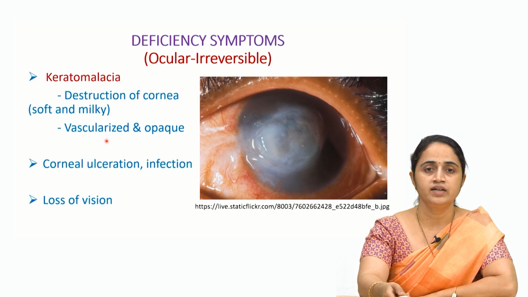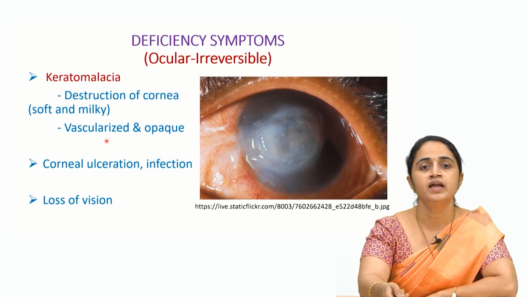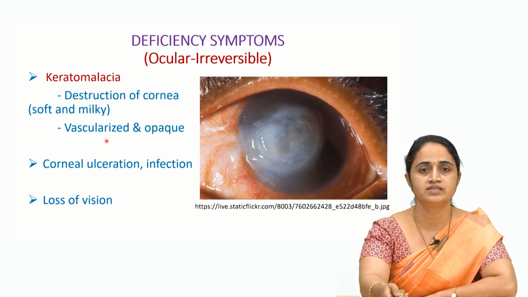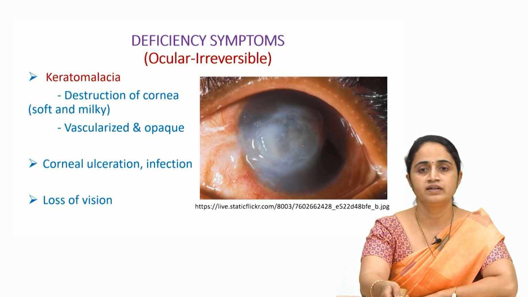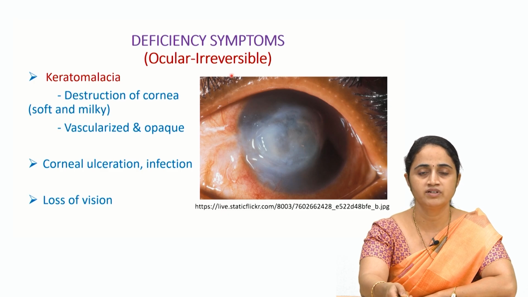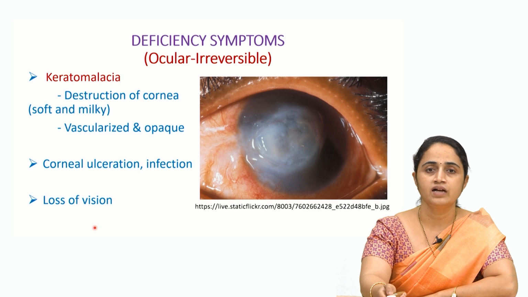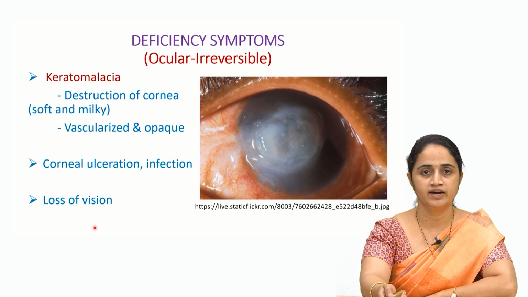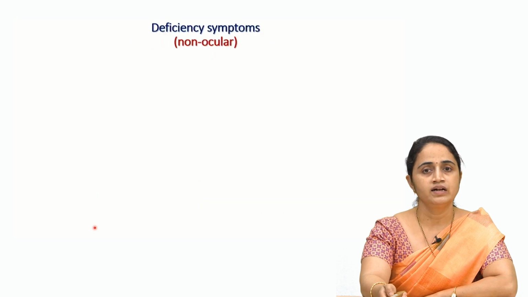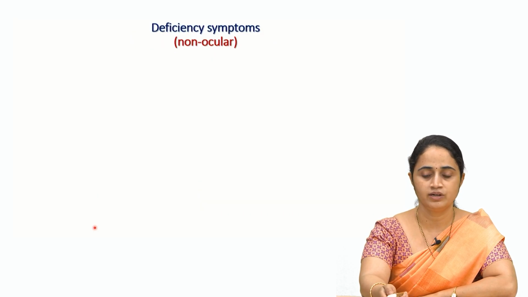So, if the nyctalopia, xerophthalmia and the Bitot spots are not corrected on time by the dietary supplementation, it will lead to a fourth symptom or the next sequential symptom called keratomalacia, and at this stage the symptoms become irreversible, finally leading to loss of vision. So, these are the ocular reversible and irreversible symptoms of vitamin A deficiency, and there are some non-ocular deficiency symptoms related to their non-ocular functions.